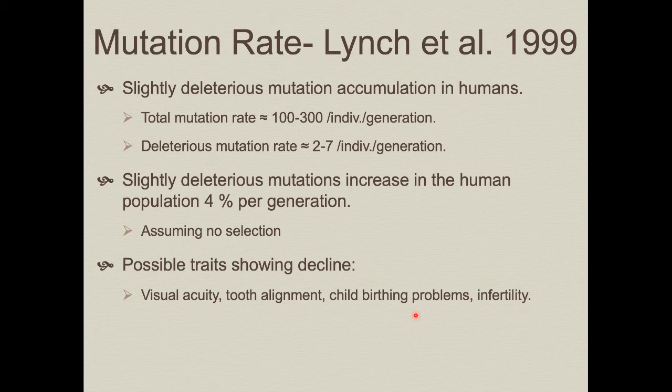But that does mean that there is an accumulation of slightly deleterious mutations that are going to more likely have these things pop up more commonly in future generations because we're not selecting them out. Same thing for infertility. We have all of these infertility treatments.